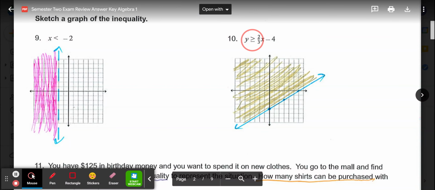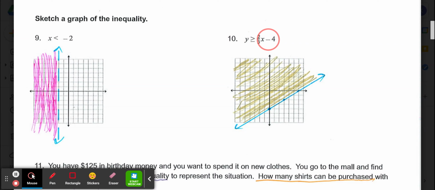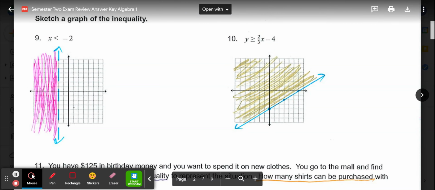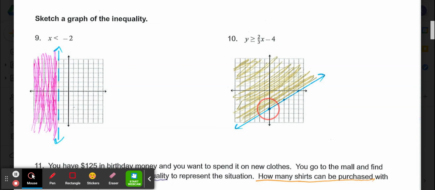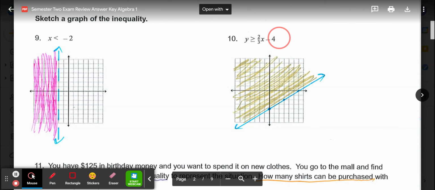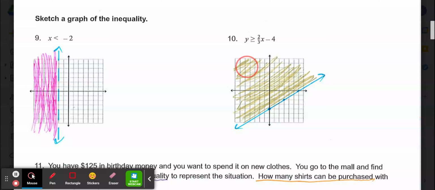In 10, y is greater than or equal to 2/3 x minus 4. So slope-intercept form, start the graph with the y-intercept at negative 4. And then it would be up 2, right 3. Up 2, right 3. Draw your solid line, and then shading y is greater than or equal to 2/3 x minus 4. So if we put in the point 0, 0 to check where our shading is, it would end up being 0 is greater than or equal to negative 4, which is true. So we would shade above the line towards 0, 0.